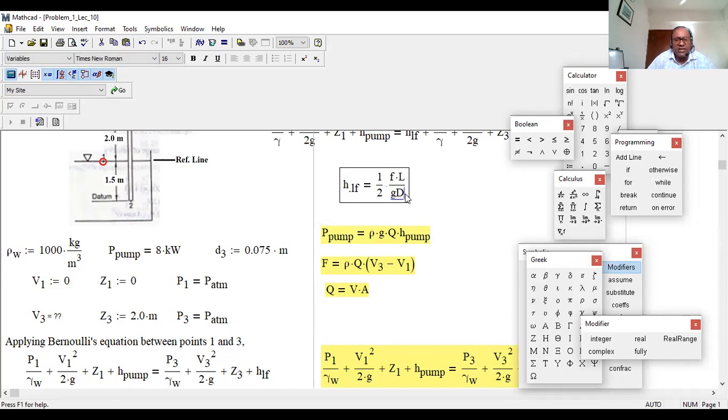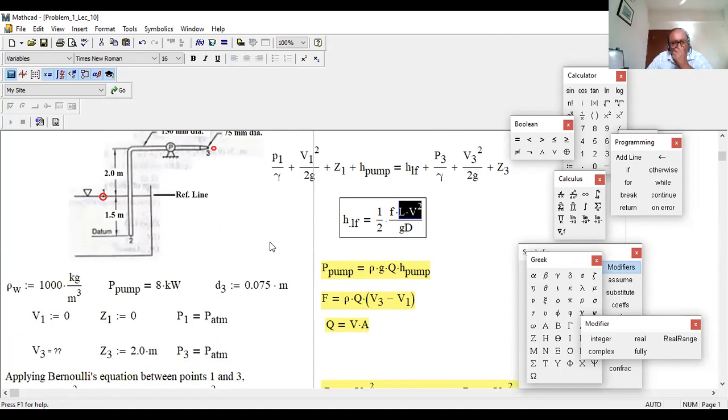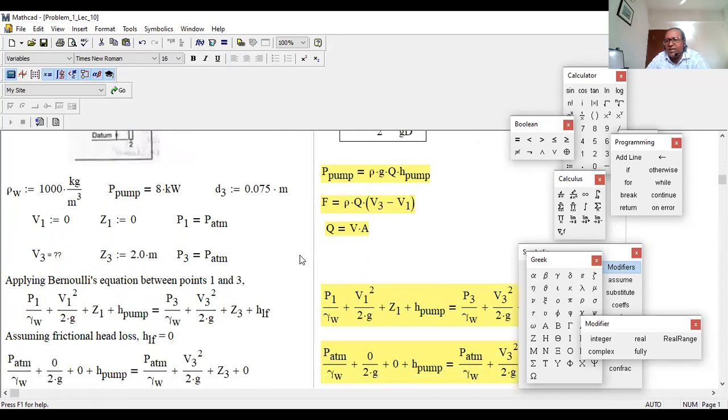FL by GD, I think it has a V square something. FL V square, okay. Right at the top there is a V square, at the bottom 2GD. So what you need, you need the friction factor and the length of the pipe. But between on this height given, the length of the pipe is not given. So that's why we ignore the ACLF.